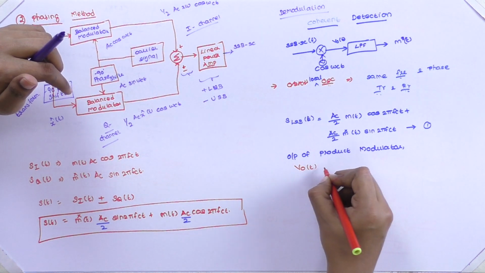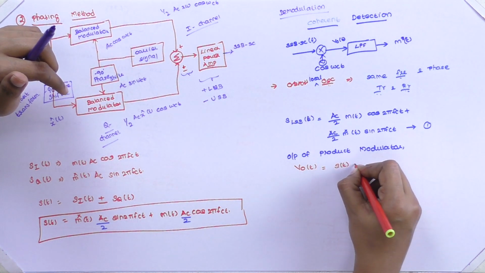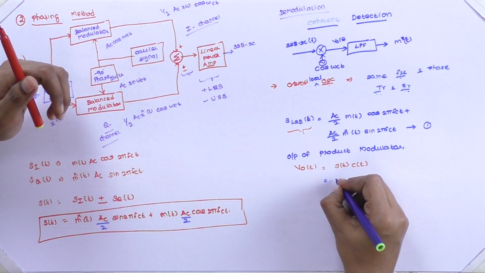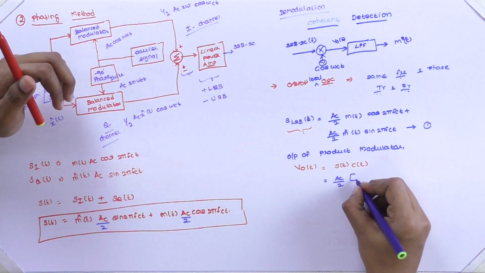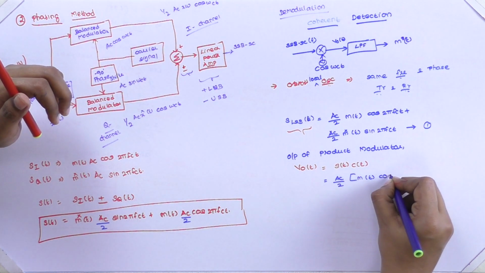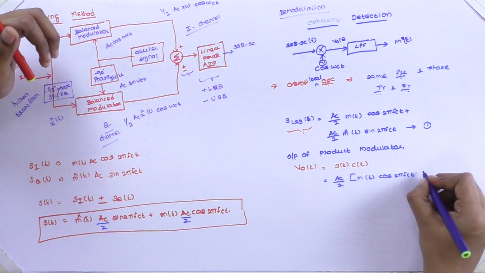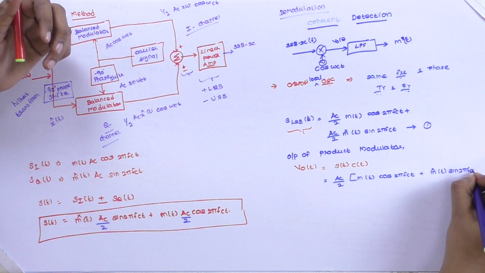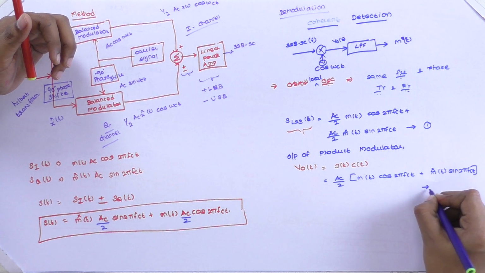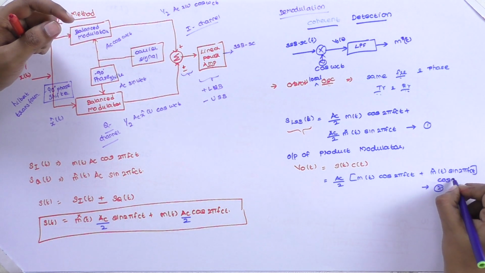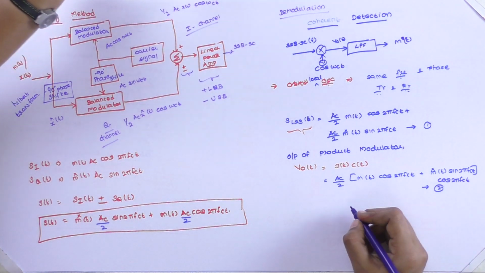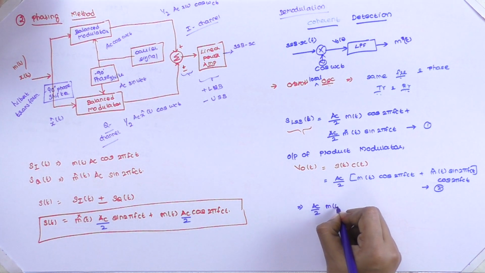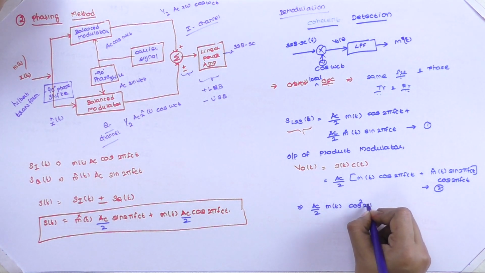V naught of t is equal to S of t into C of t. So, this is our S of t, equation number 1. Therefore, when you substitute our S of t into C of t, Ac by 2 m of t cos 2 pi fct plus m cap of t sin 2 pi fct. This is equation number 2, multiplied with cos of 2 pi fct. Therefore, our output will be Ac by 2 m of t cos into cos, therefore cos square 2 pi fct.